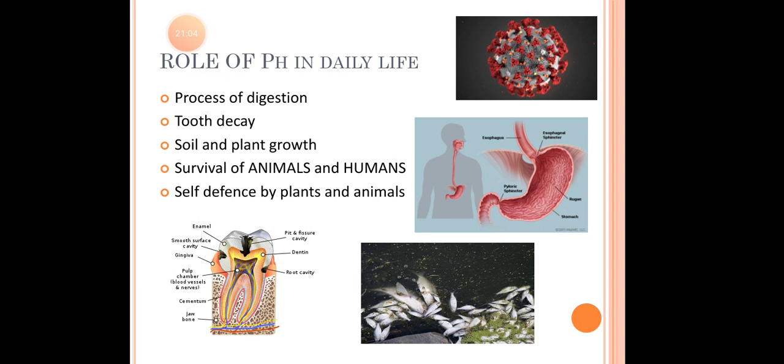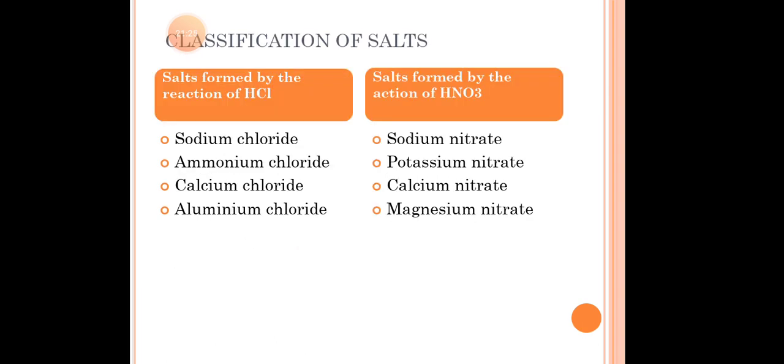When you use toothpaste and brush your teeth, the acidity present in the mouth can be reduced, it could be neutralized, and we will not have any problem with tooth decay. The enamel will not be disturbed in any way. So, pH has a very big role in our daily life.